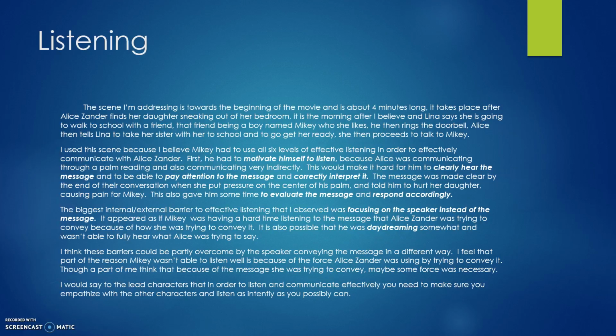I use this scene because I believe Mikey had to use all 6 levels of effective listening in order to effectively communicate with Alexander. First, he had to motivate himself to listen because Alice was communicating through a palm reading and also communicating very indirectly. This would make it hard for him to clearly hear the message and to be able to pay attention to the message and correctly interpret it. The message was made clear by the end of their conversation when she put pressure on the center of his palm and told him not to hurt her daughter, causing pain for Mikey. This also gave him some time to evaluate the message and respond accordingly.